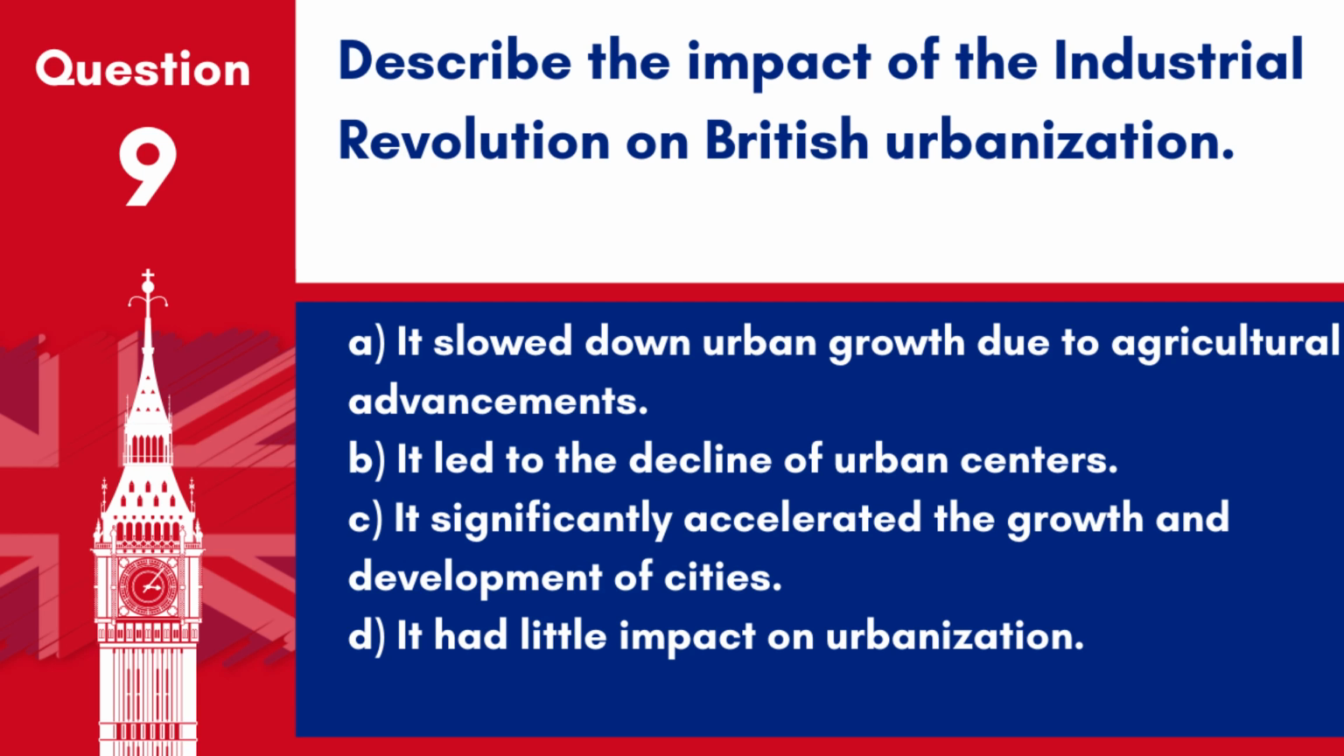Question 9. Describe the impact of the Industrial Revolution on British urbanization. A. It slowed down urban growth due to agricultural advancements. B. It led to the decline of urban centres. C. It significantly accelerated the growth and development of cities. D. It had little impact on urbanization.